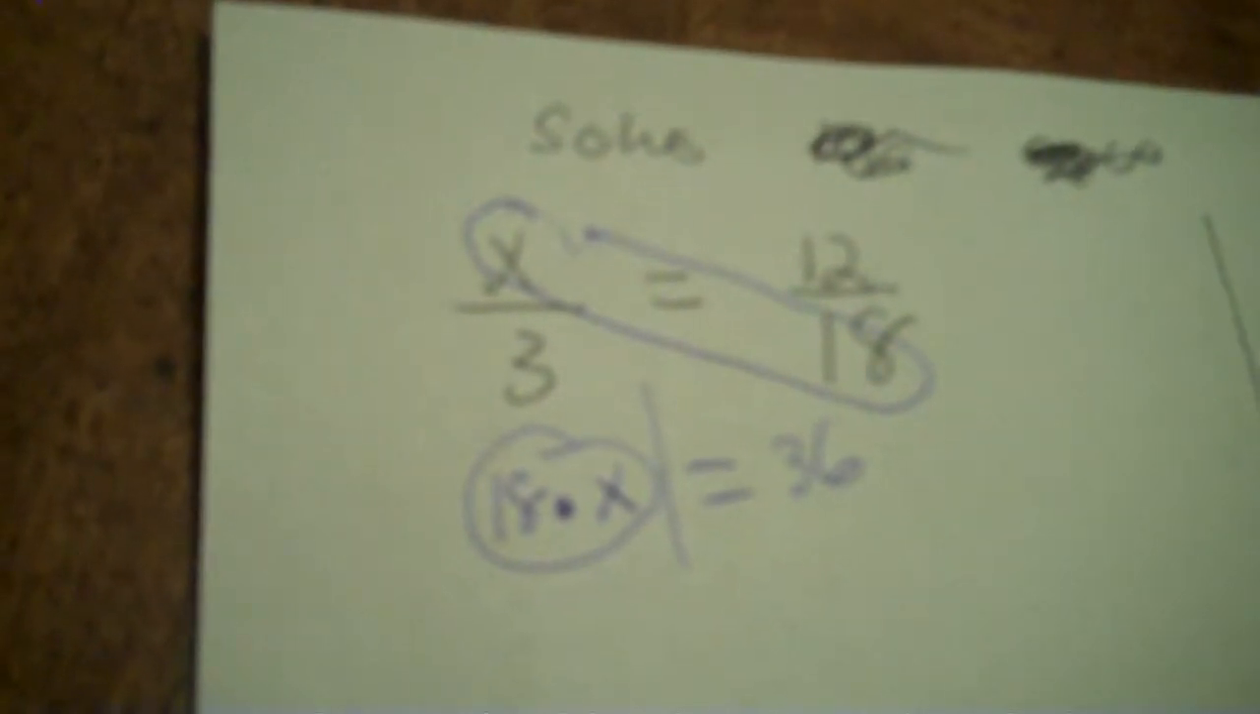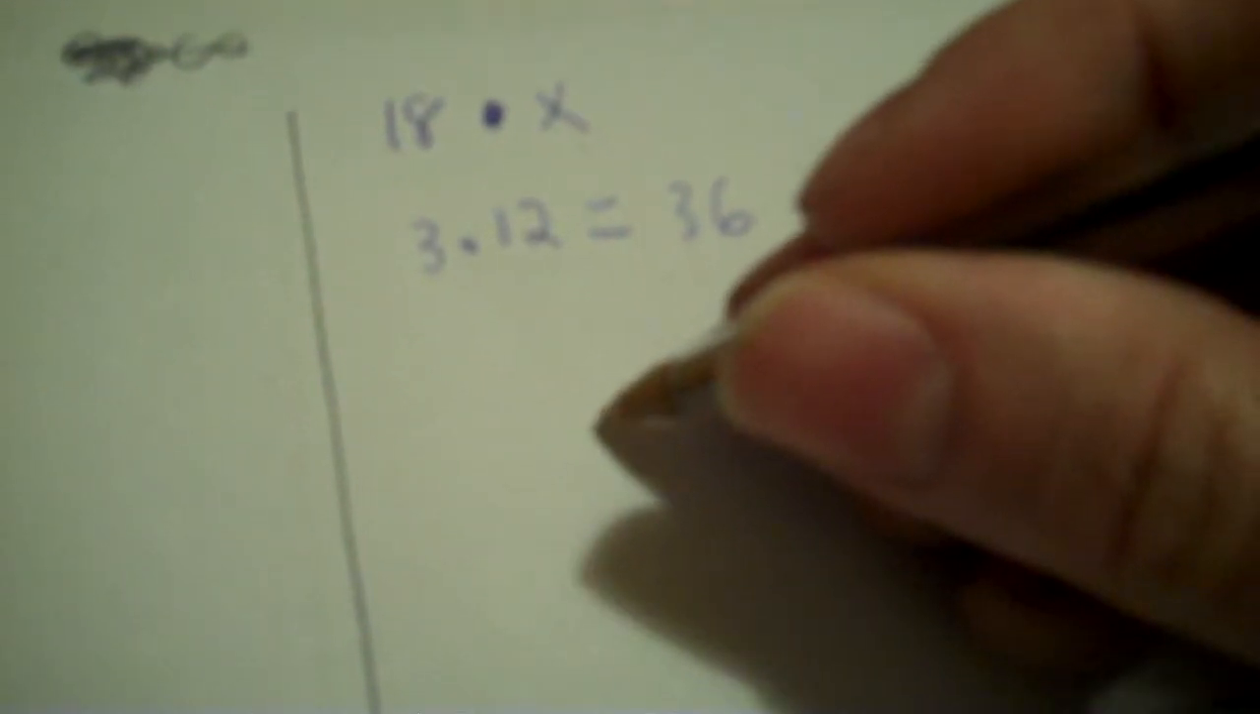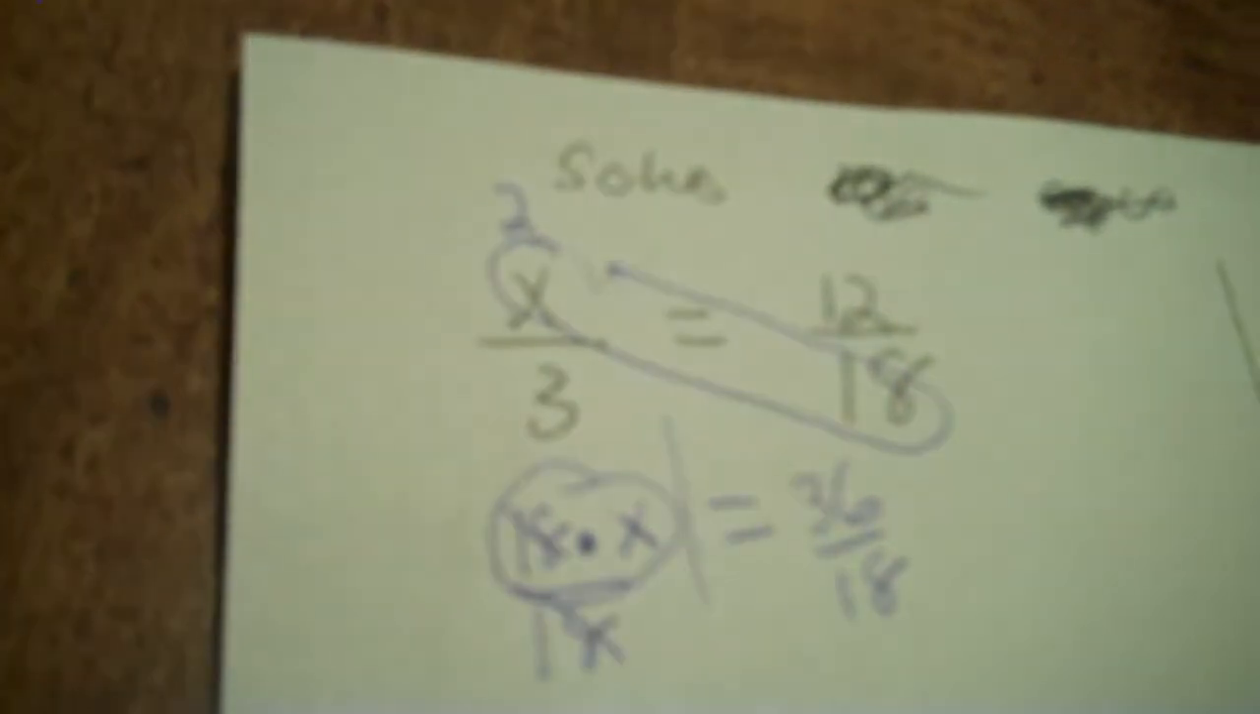So, line that up. And you have one step. You need to divide by 18. So divide by 18, divide by 18. That gets rid of the times 18. And 36 divided by 18 is 2. Okay. So I would like you to put a 2 above the x. That's your answer.